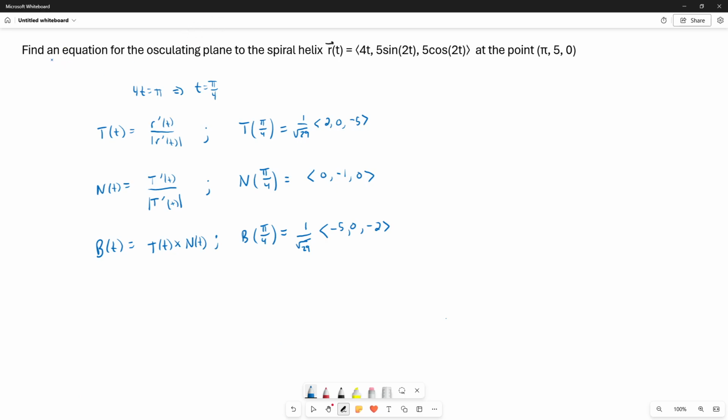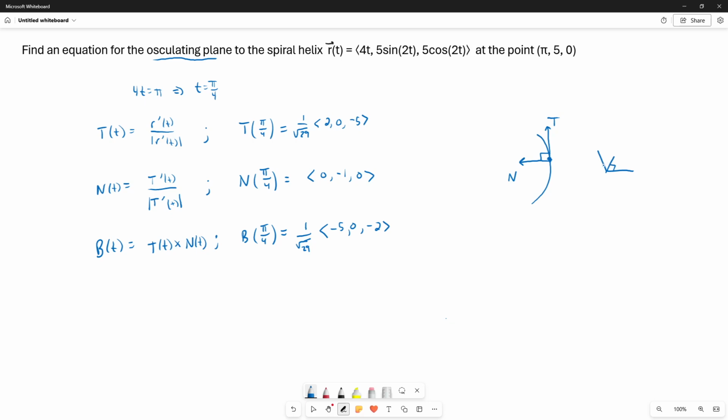In this problem, we would like to find an equation for the osculating plane to the spiral helix at a point. So when you have a space curve at a point, there is a unit tangent vector, there is a unit normal vector that points in the direction that the curve is bending, and these two are perpendicular. And then you have a third vector which is perpendicular to both of these, that in this case would be sticking straight up out of the screen or maybe down into the screen. So you have these three vectors that are mutually perpendicular.